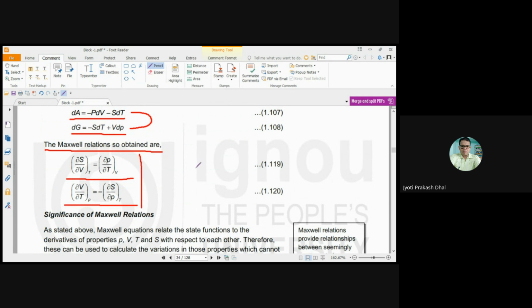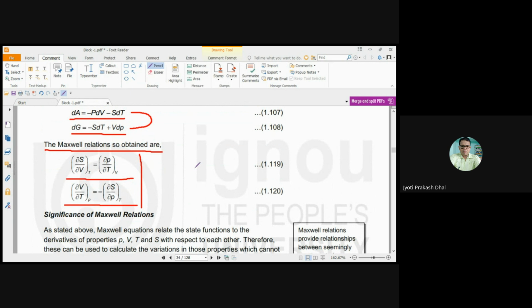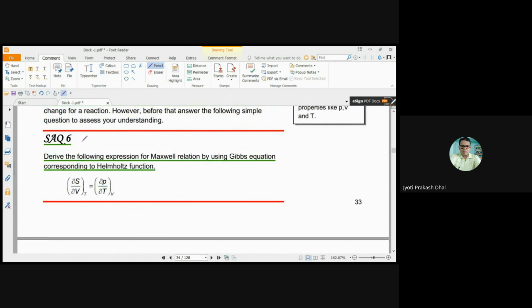we can find another two Maxwell's relationships. So here, these are the four different Maxwell's relationships, and derivations of these Maxwell's relationships are one type of short question that you can find in your exam. So here we have discussed the four Maxwell's relationships and their derivations. You can find a question like this: derive the following expressions for Maxwell's relationships using the Gibbs equation and the corresponding Helmholtz equation. That means you have to derive this one.